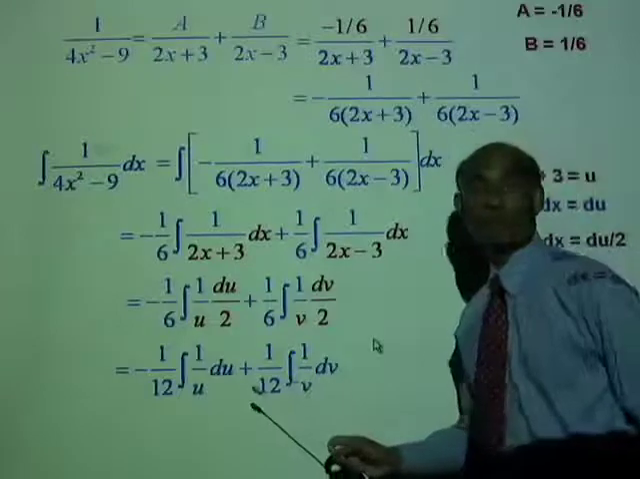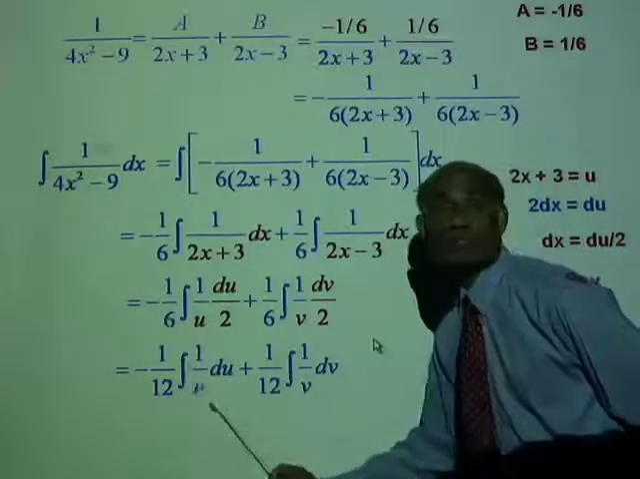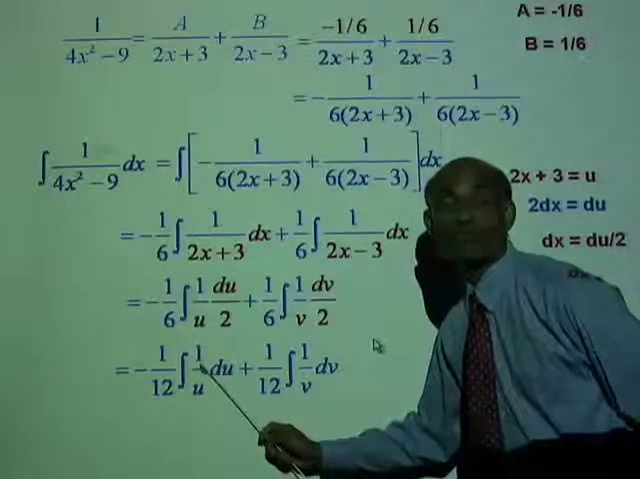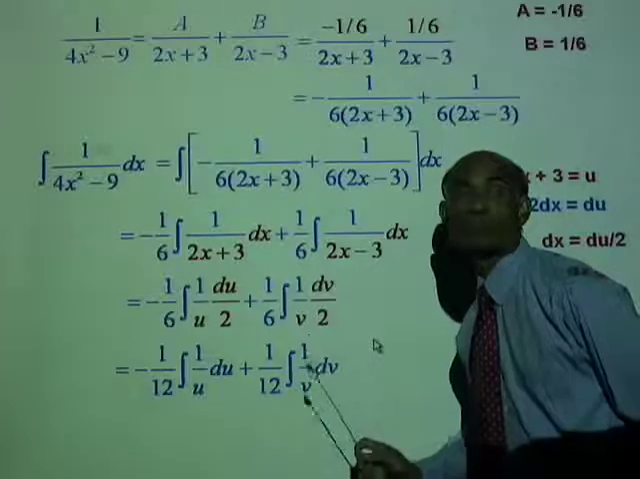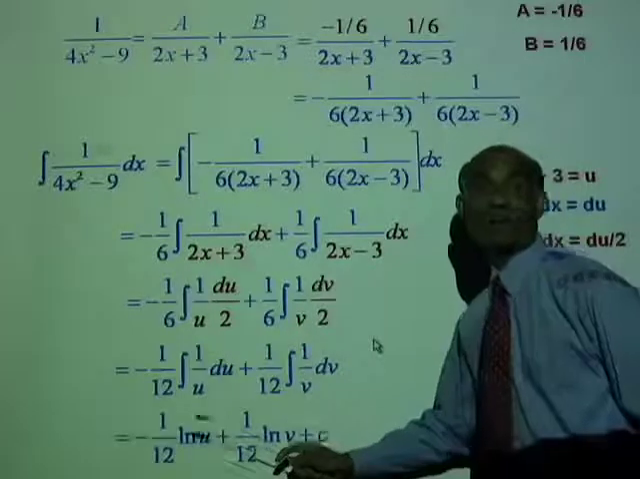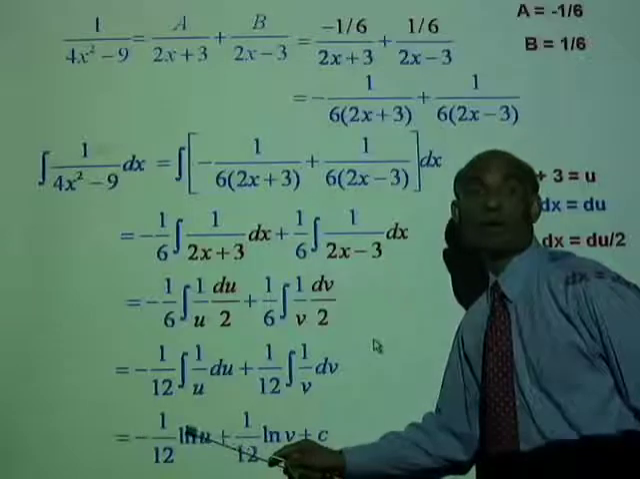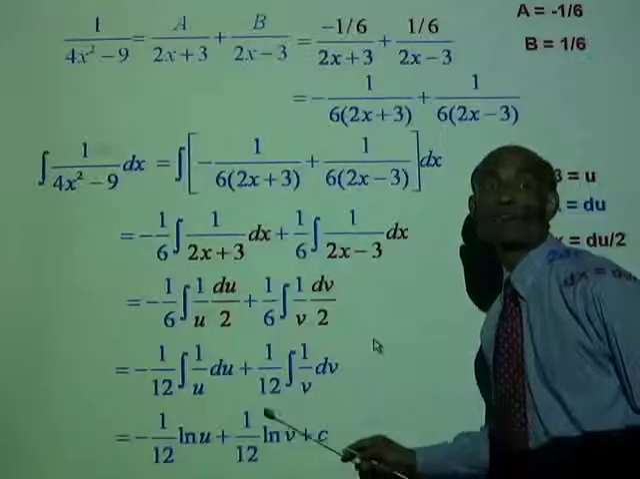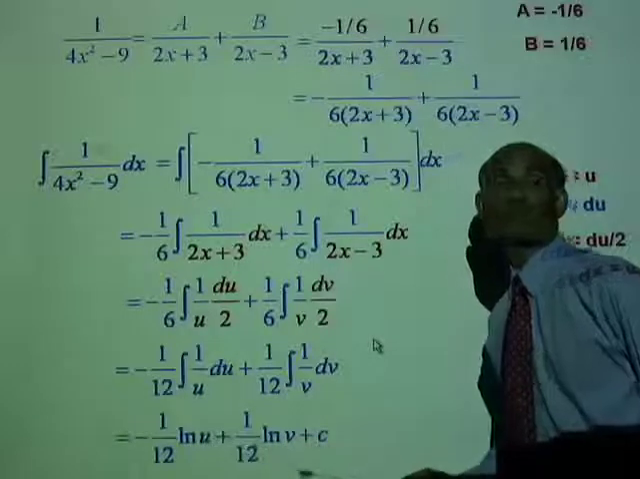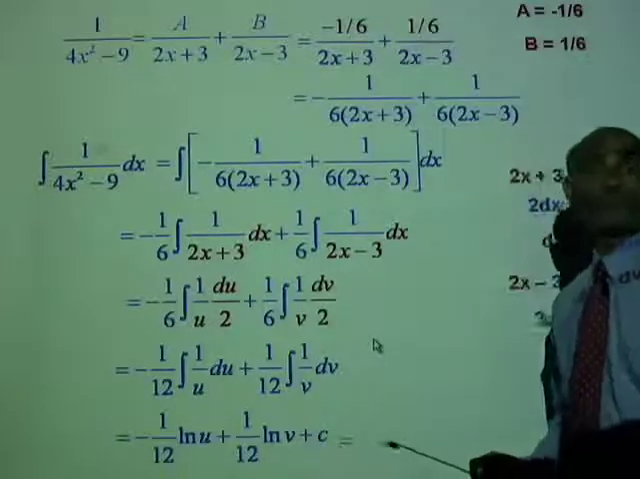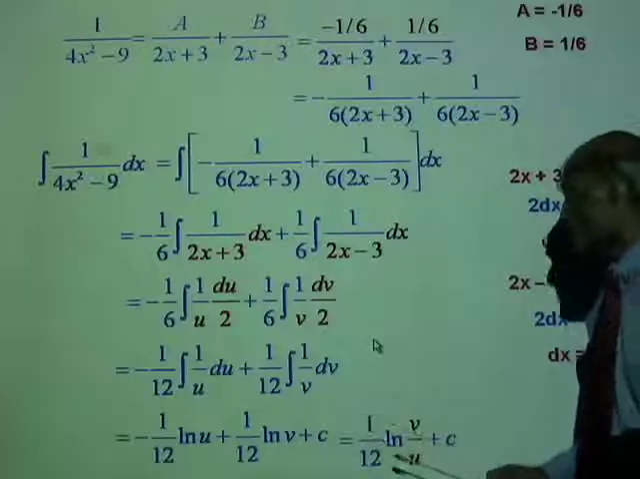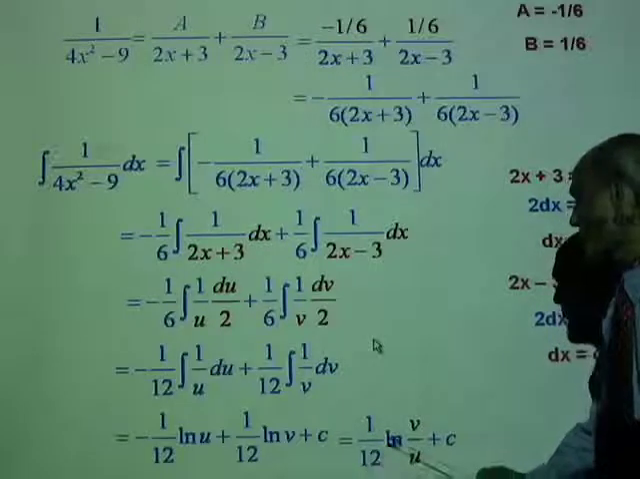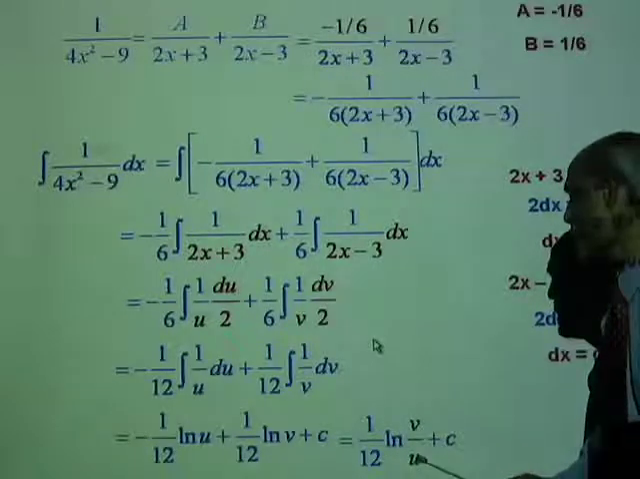There you go. And you can integrate each of them. Integral 1 over u du is ln of u, and integral 1 over v dv is ln of v. So negative 1/12 ln of u plus 1/12 ln of v. Of course it must be the absolute value. And plus c, well, that will be 1 over 12 ln v over u.